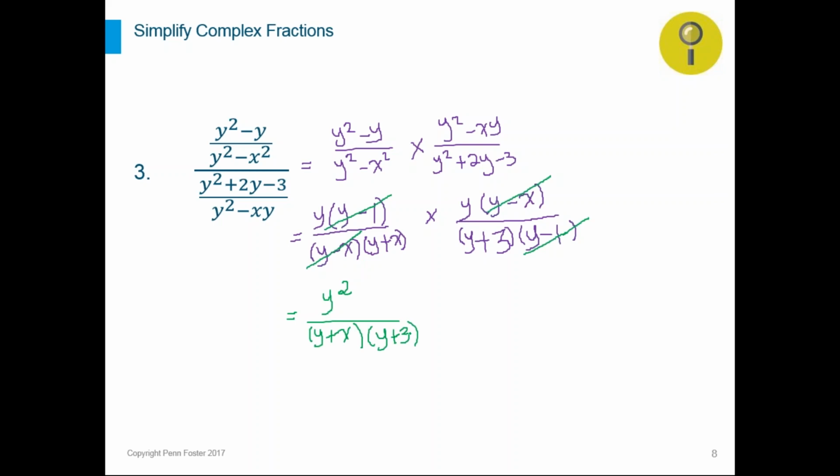And that's your answer. This is the simplest form of your answer, even though the answer is big still, but this is the simplest form that you can get. Y squared over y plus x times y plus 3. Any questions? Anything that was not clear?